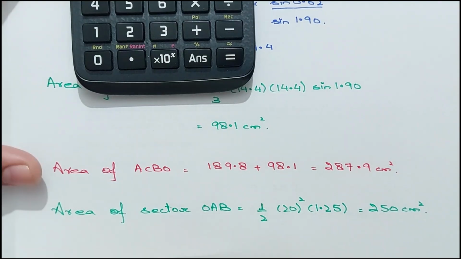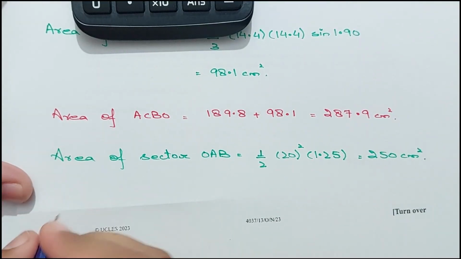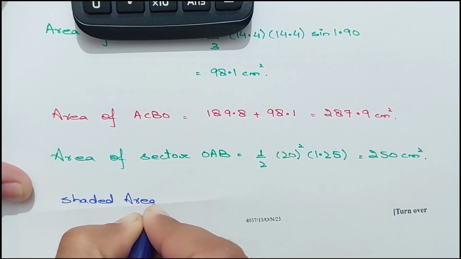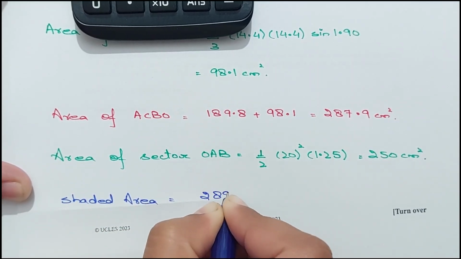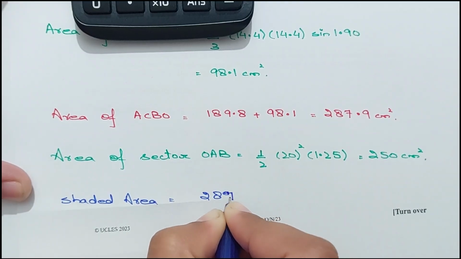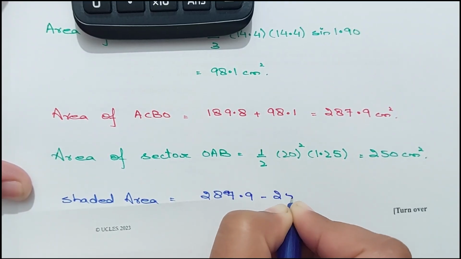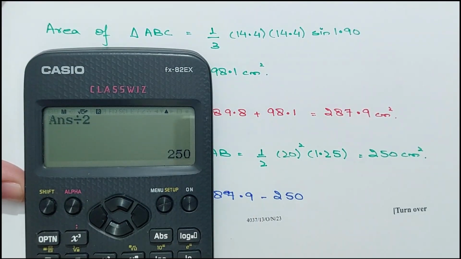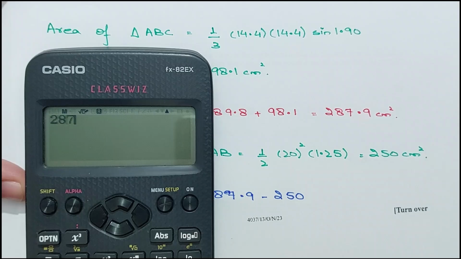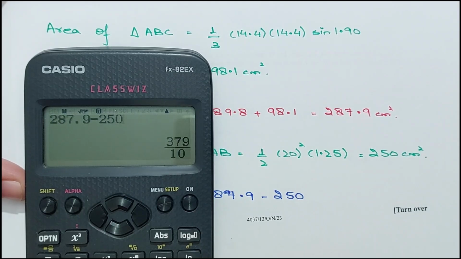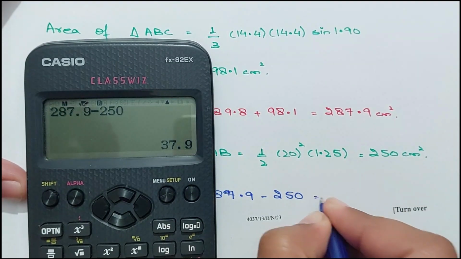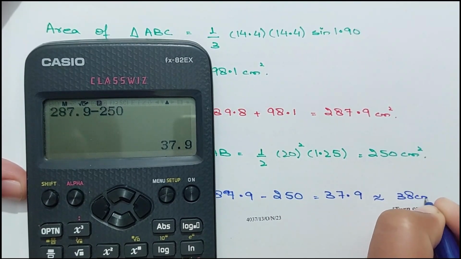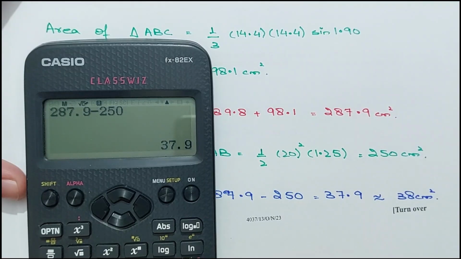So here we can say shaded area would be, total is 287.9 minus 250. Okay, so 287.9 minus 250, this is 37.9, or we round it to 38 centimeter square. This is the shaded area.